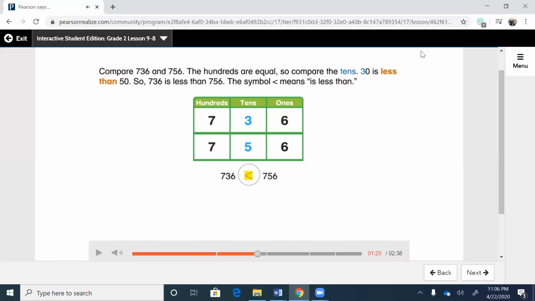Notice the alligator is eating the bigger number. So just remember it that way. To me, that's always helped. I still have to think about that alligator when I compare numbers.